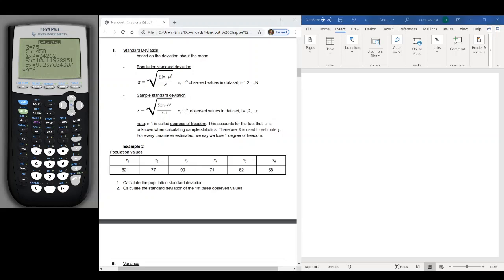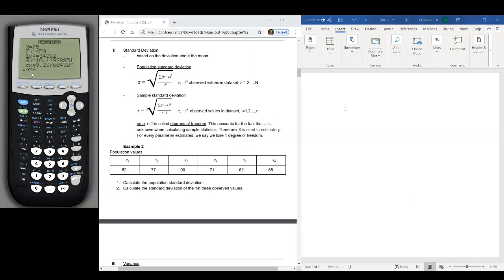Now in the handout, we have 2 types of standard deviation. One is the population standard deviation, and the other is the sample standard deviation. So notice their notations. The population spread is represented with the lowercase sigma. The standard deviation for the sample is lowercase s. So if in question 1, we're asked to find the population standard deviation, we're looking for sigma.